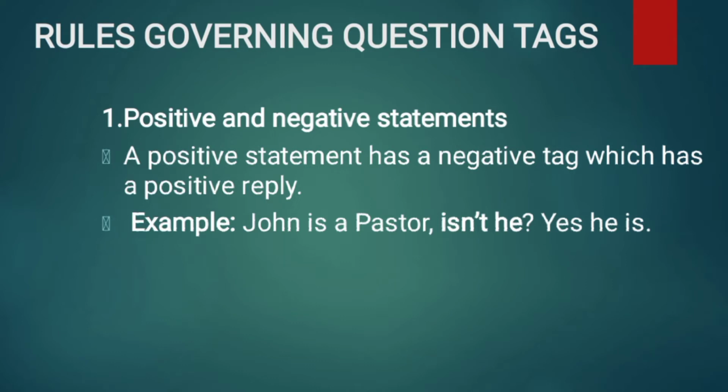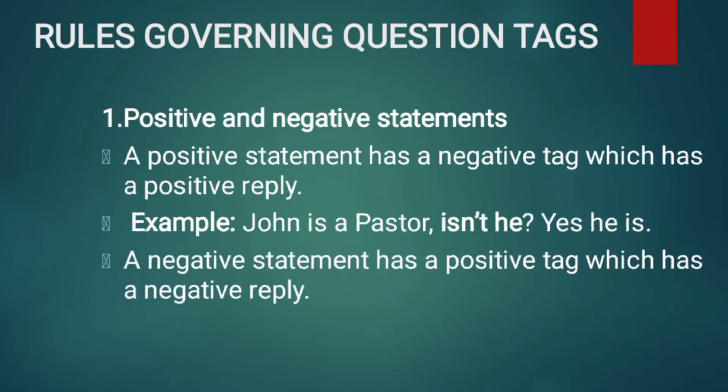Now we assume to say John is a boy, so we use he. Isn't he? We put the pronoun. So the formula is the auxiliary verb plus the not, or you don't put the not in a positive question tag, then you put the pronoun. So this will attract a positive reply. Yes, he is.